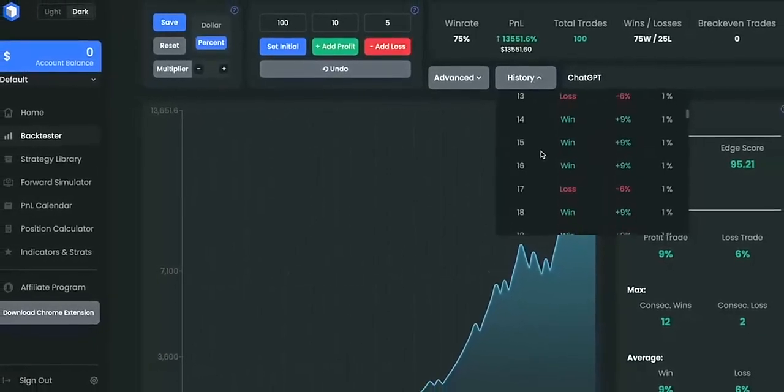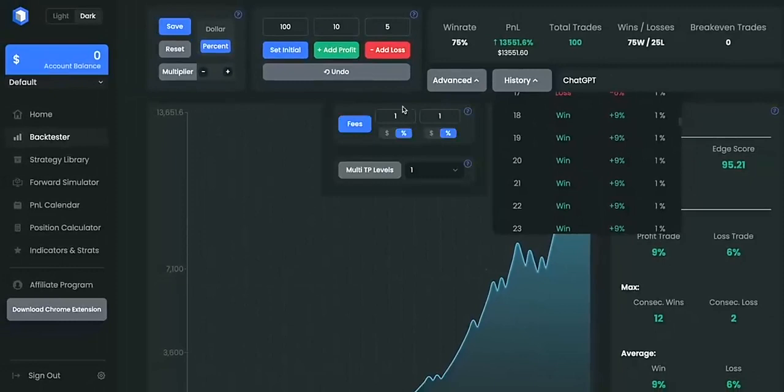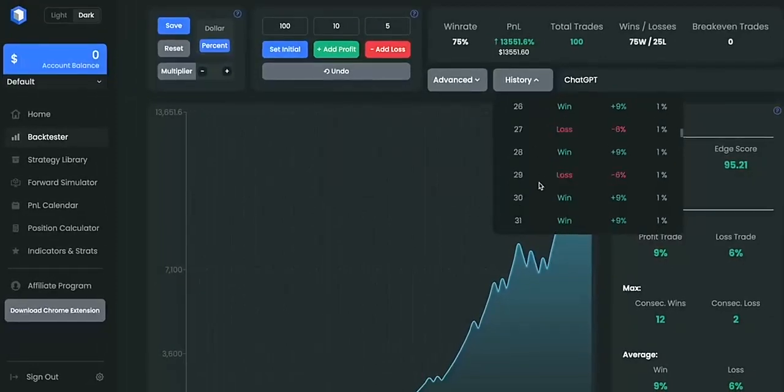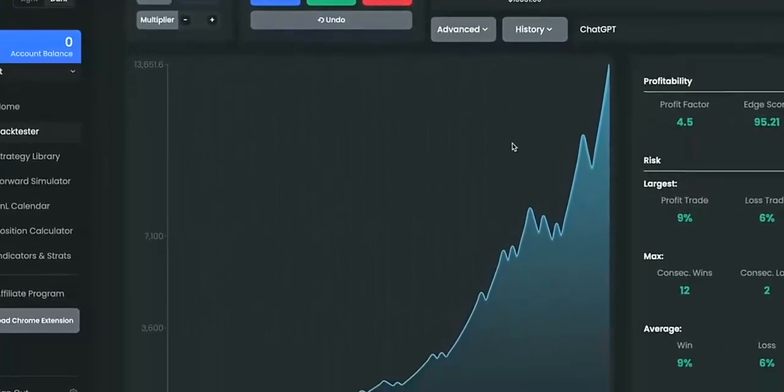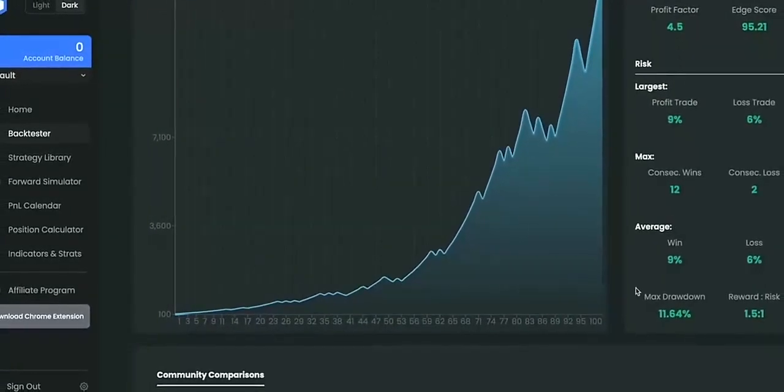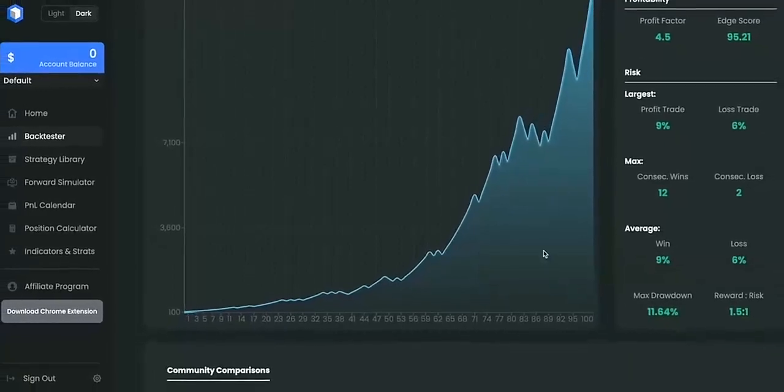13,551.6% profit. By the way, the fees are also included. The setups were found in a span of 3 months. The strategy's win ratio is 75%, which is really high for a risk reward of 1 to 2. The maximum drawdown does not exceed 12%. In general, the strategy is very profitable.